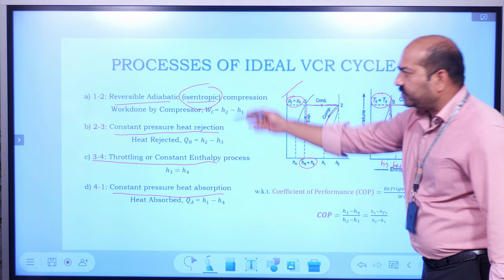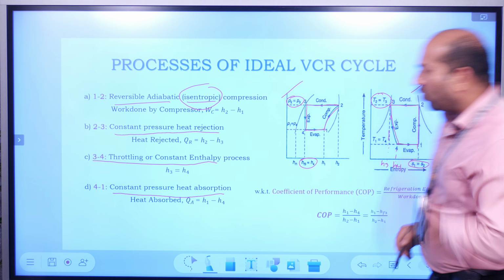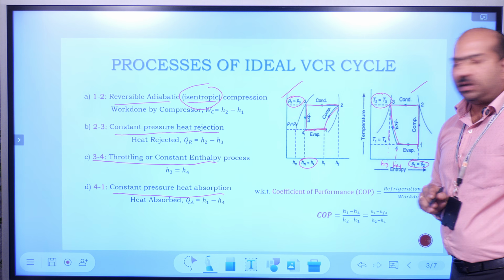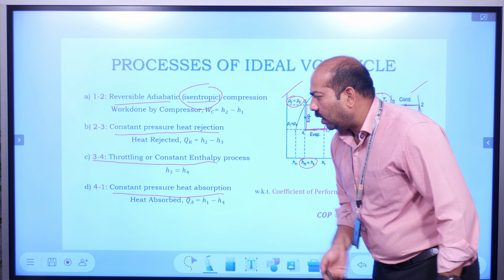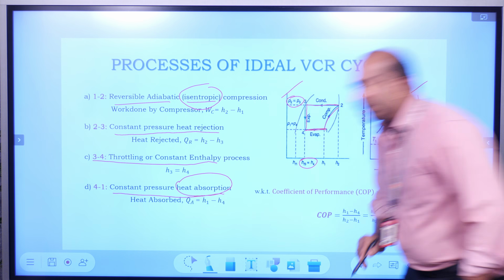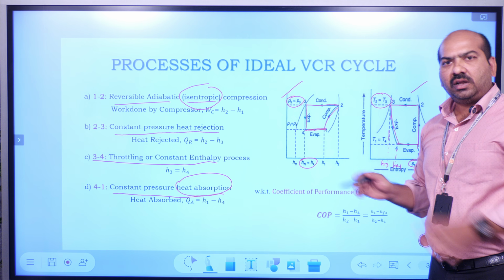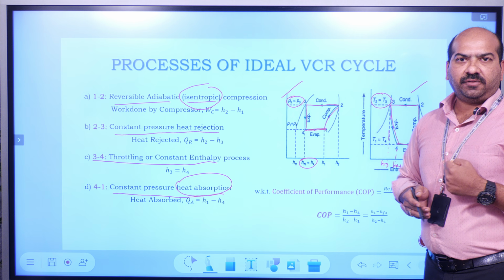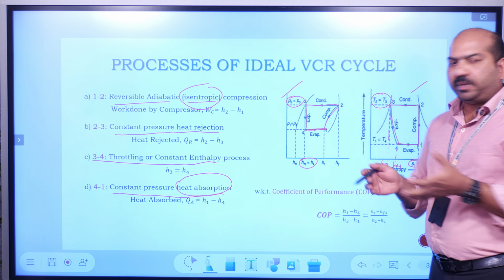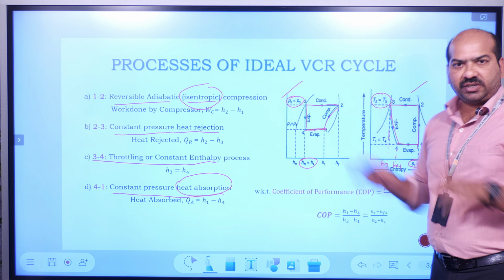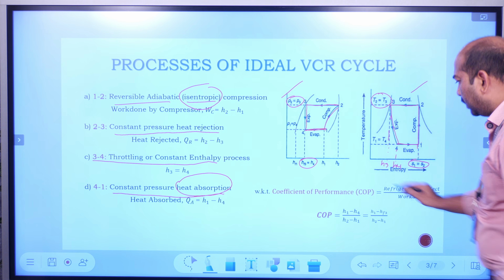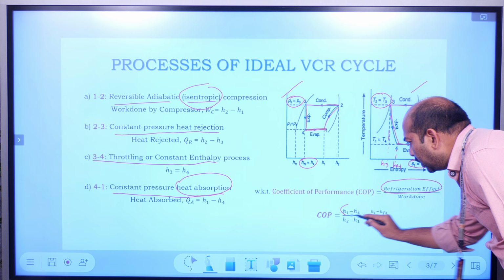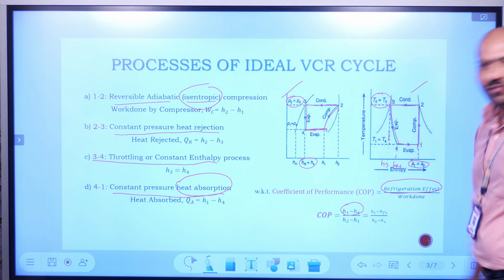So by considering all the 4 processes, during the 4 to 1 process, usually we will get the refrigeration effect. Why? Because during the 4 to 1 process, we already discussed that the heat absorption has been taking place. Whatever the source which we usually keep in the evaporator will get absorbed by the refrigerant. So when the heat has been removed from the source, obviously a refrigeration effect will be produced. So the refrigeration effect is obtained during the 4 to 1 process, H1 minus H4.